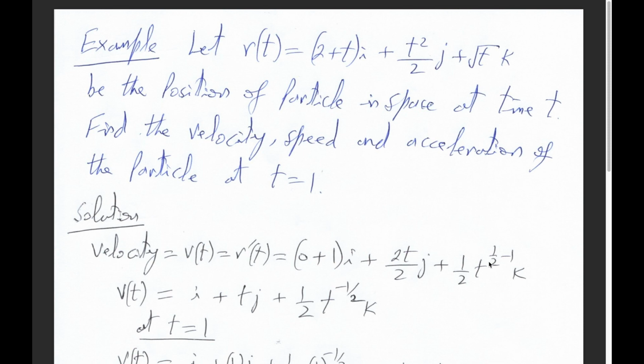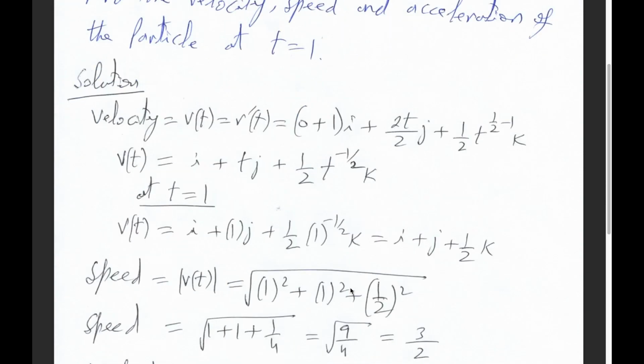You know the formula for x power n, so that is n x^(n-1). So you use the same formula here. Your n is half and then n minus 1. Now if you simplify this, this will be 0 plus 1, it will be 1 i, plus this 2 will cancel by 2, so this will be t j plus half, and t^(1/2 - 1), so this will be minus half.